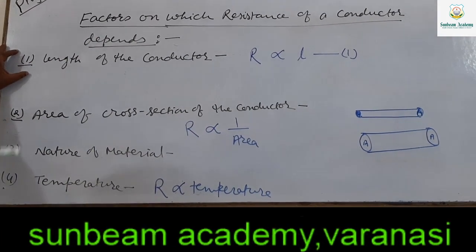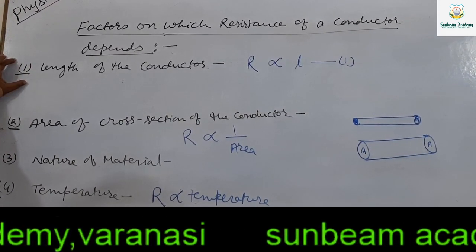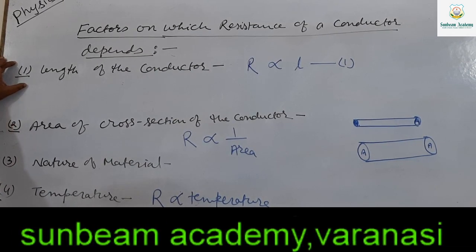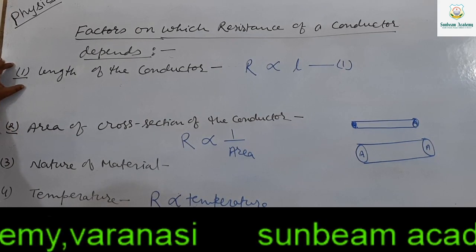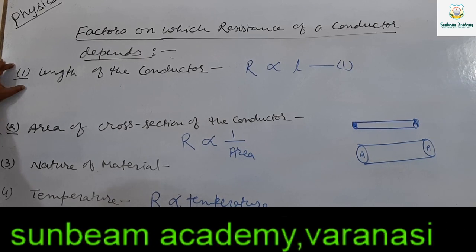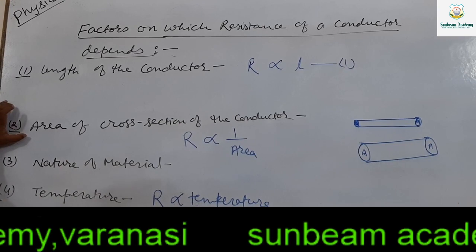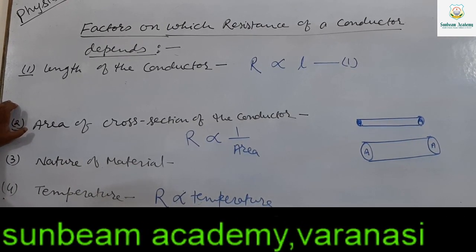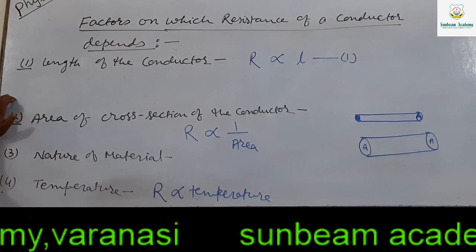First factor is length of the conductor. The resistance of the conductor is directly proportional to the length of the conductor. Means greater the length, more the resistance. Smaller the length, less the resistance. Keep this in mind. The second property is the area of cross section of the conductor. Resistance of the conductor is inversely proportional to the area of cross section.